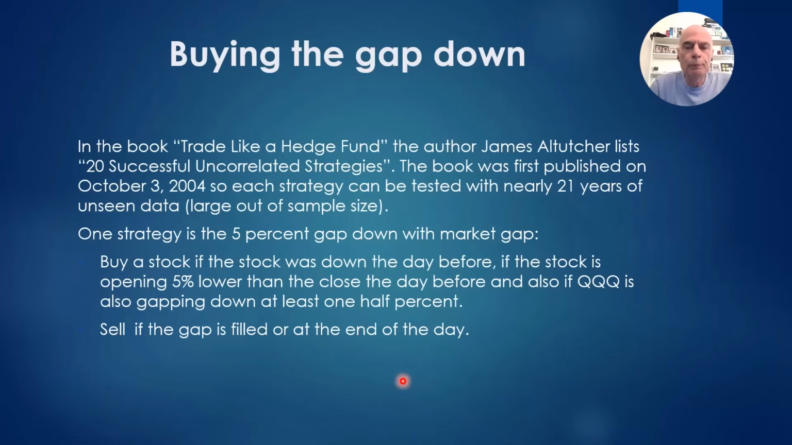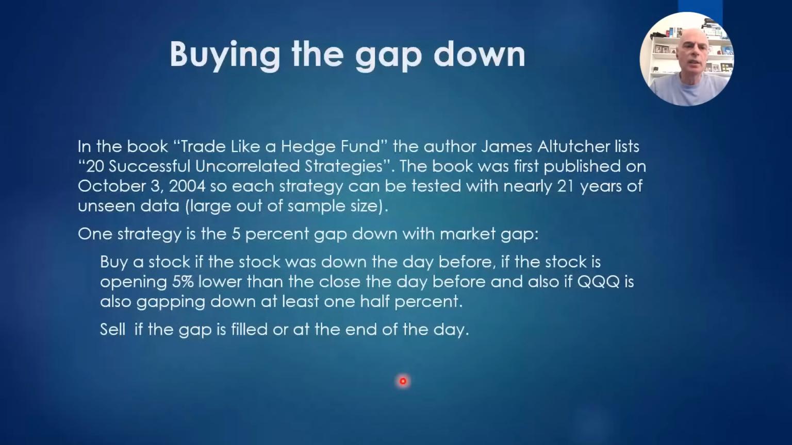It's worth mentioning that this book was published back on October 3, 2004. So basically, it's been in existence for 21 years. So all the backtesting we will do with data up to 2025 for these years is basically an out-of-sample test.